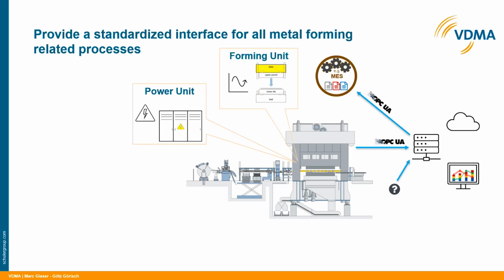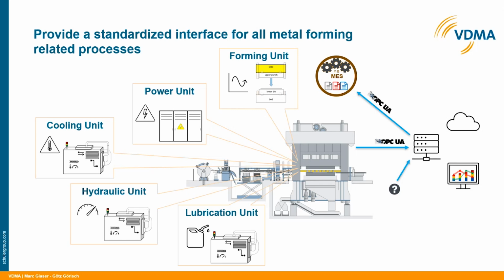Especially the forming unit with the cyclic context, as Götz already mentioned, and our use cases was one of the core points that we had a look at. And next to the forming and the power unit, we have a lot of other units that are needed to fulfill the forming process. For example, the cooling unit, the hydraulic unit, or even the lubrication unit. Those units basically measure process values like temperature, pressure, level, and so on. And in the forming unit, we especially have the press force.